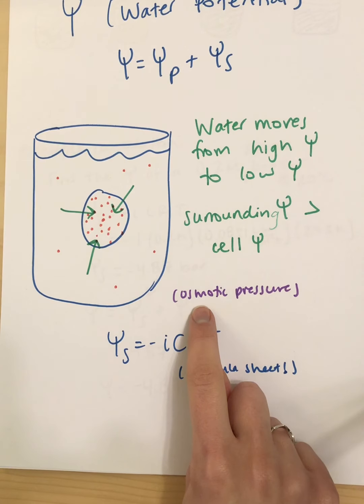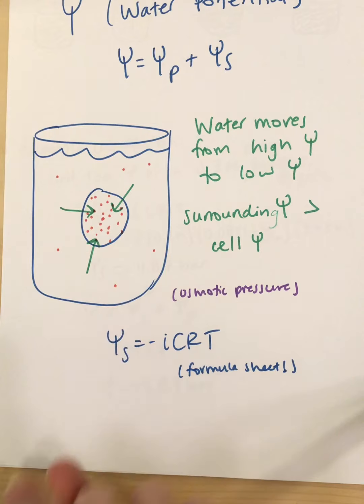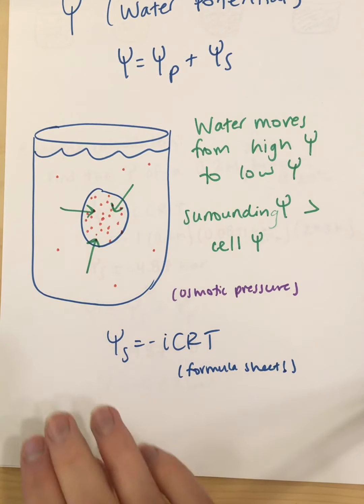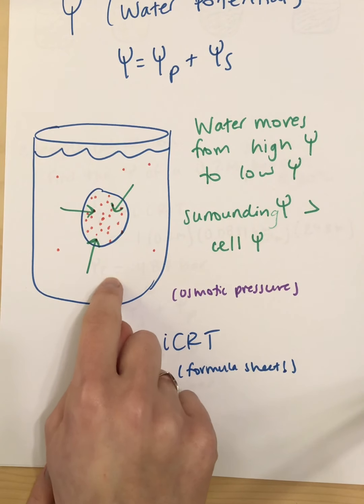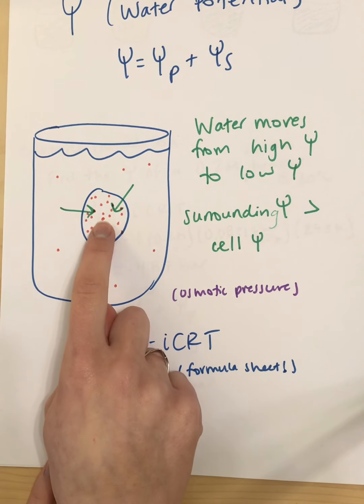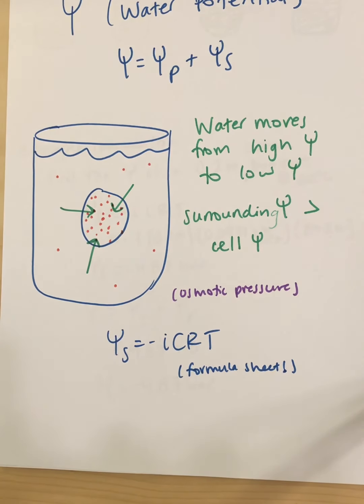Another term you might hear used is osmotic pressure. More osmotic pressure means more likelihood for the water to move. So in this picture, the outside has a higher osmotic pressure as compared to the inside, because water is moving out of that and into the cell.